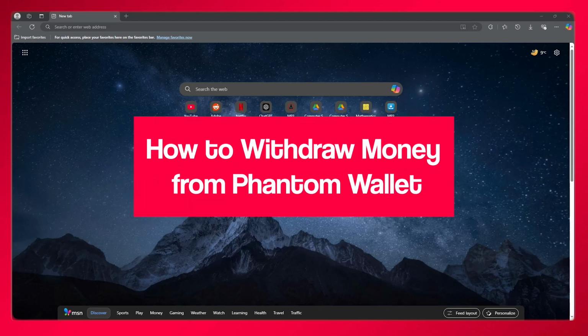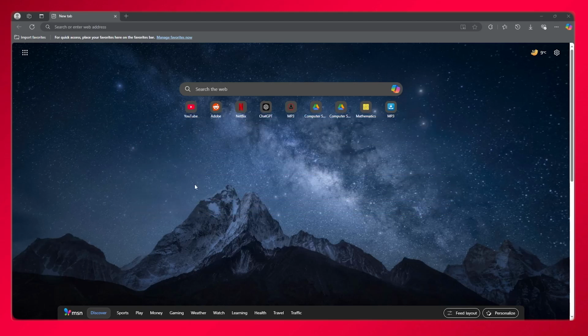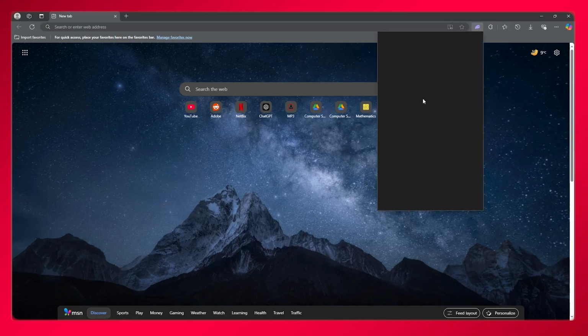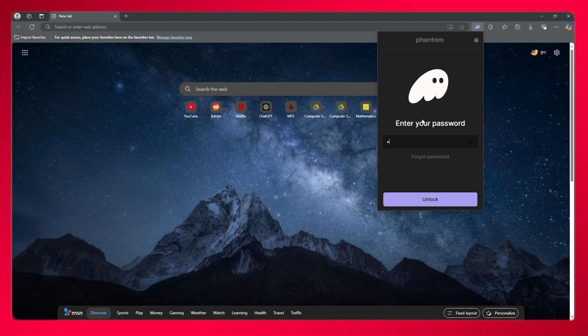How to withdraw money from Phantom Wallet 2025, cash out to bank account. In this video, we're going to be talking about Phantom Wallet and how you're going to be withdrawing money from it straight to your bank account.